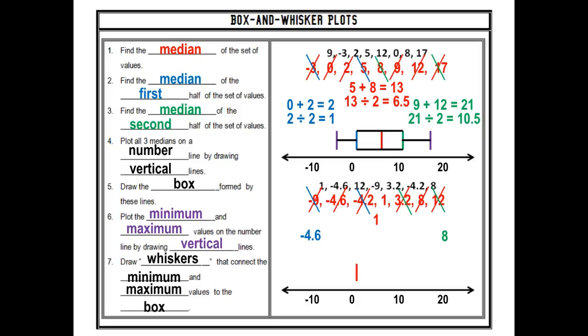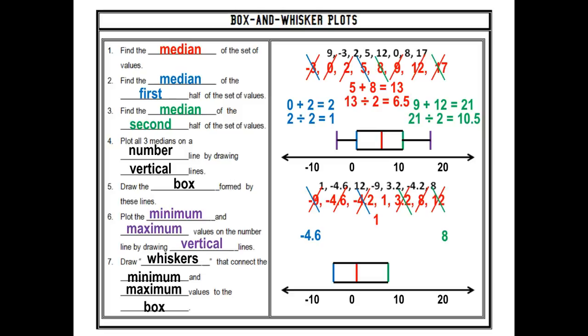So now I'm going to plot all 3. My overall median is at 1. The first half median is at -4.6. And the second half median is at 8. Using multiple colors like this really helps you organize which value goes where. I'm going to close the box by drawing lines to make a box out of the 3 lines that I've already drawn. Then I'm going to plot my minimum and my maximum.